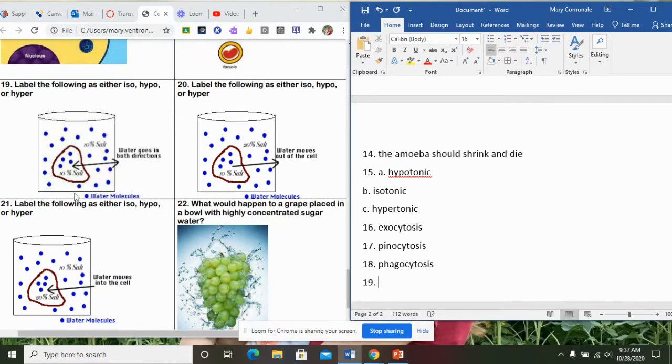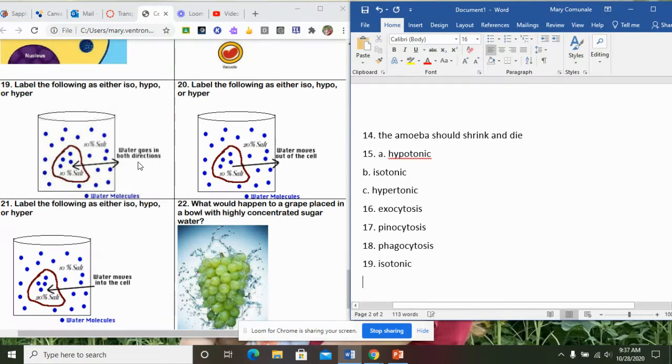Almost done, last 4. Label the following as either iso, hypo, or hyper, and these questions are actually going to be on your test as well, these 3. So here we have our cell. There's a 10% salt solution in the cell, 10% salt solution out of the cell, and it says water goes in both directions. That means it's isotonic.